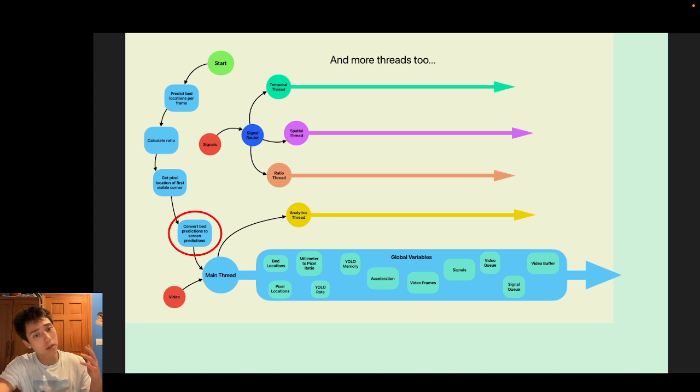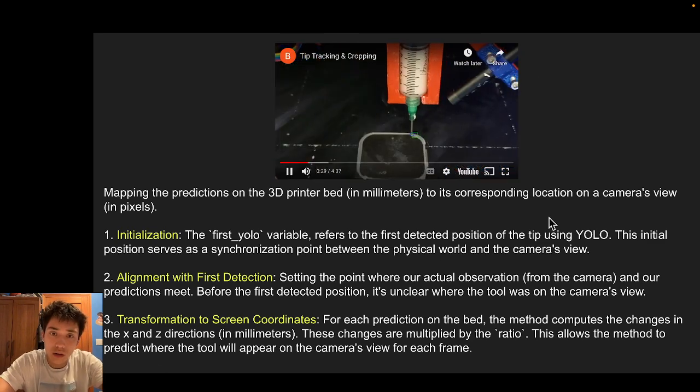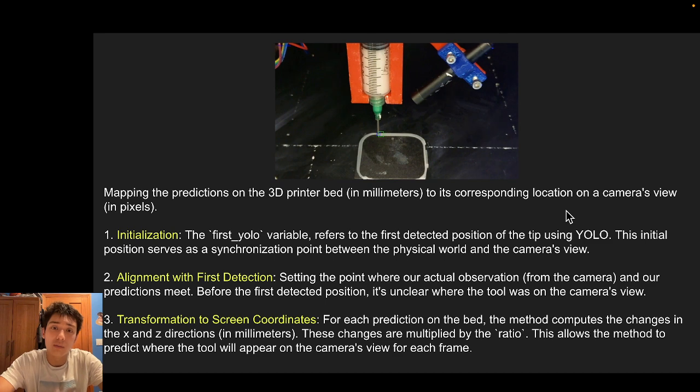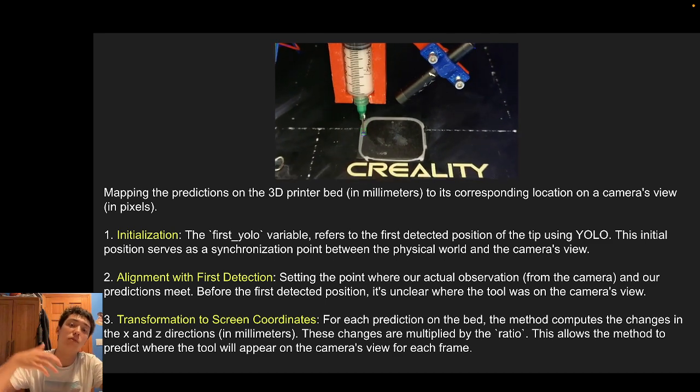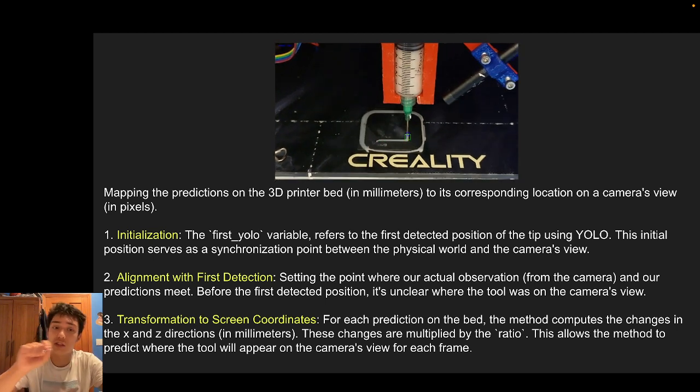And next and lastly, before we finish the initialization and synchronization phase, is to convert the bed predictions into screen predictions. Because right now we have predictions for where the tip should be on the bed in X, Y, Z coordinates for every frame, but we need screen predictions in X and Y. We need to project those bed predictions into screen predictions. It's quite nice because, as I mentioned, the problem is massively simplified: the tip only moves in the X direction, because the bed is moving for the Y direction.